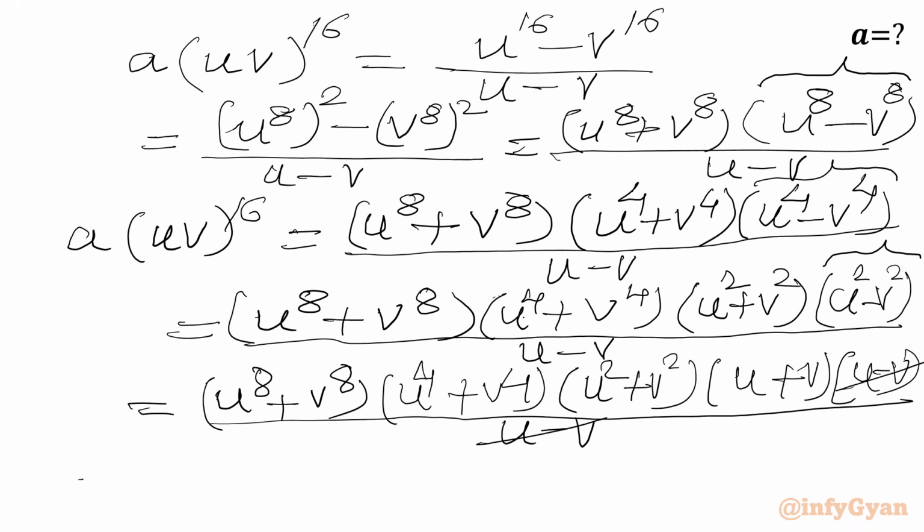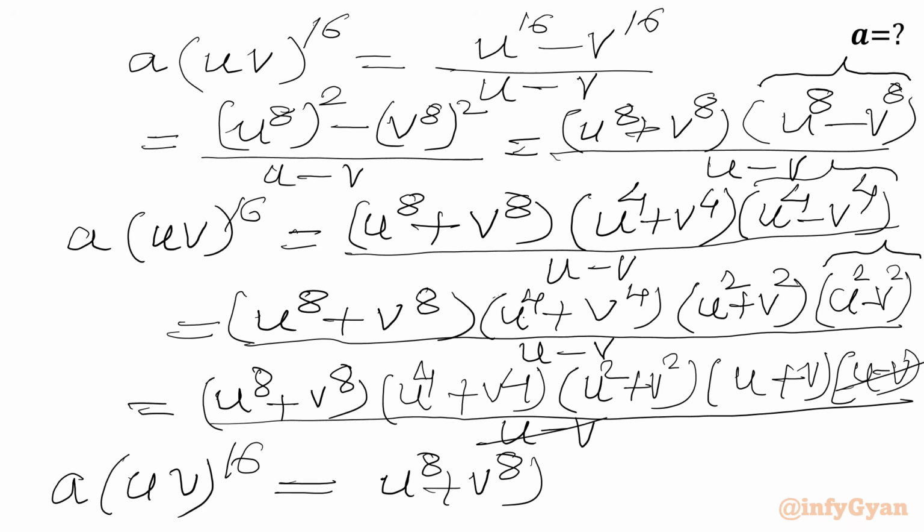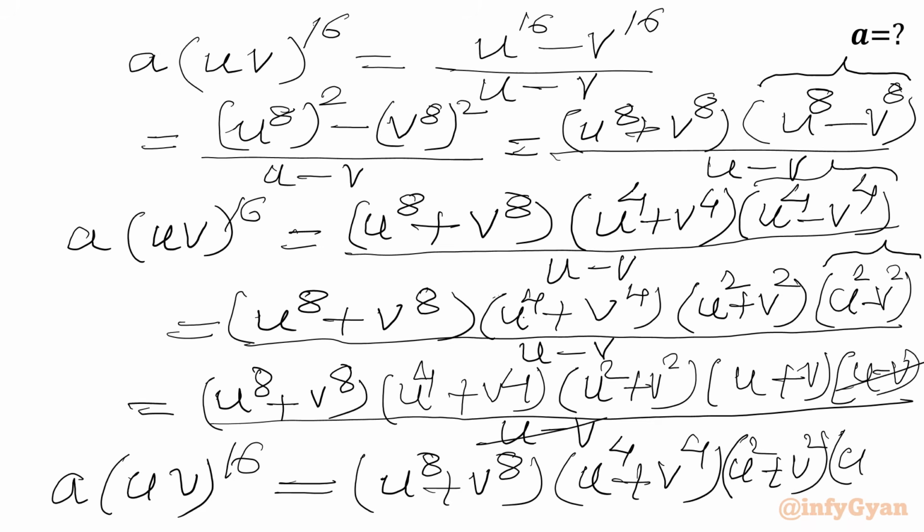So finally we have a·(uv)¹⁶ equal to (u⁸ + v⁸)(u⁴ + v⁴)(u² + v²)(u + v). So ultimately we have to find u times v from the left-hand side, and u⁸ + v⁸, u⁴ + v⁴, u² + v², u + v.